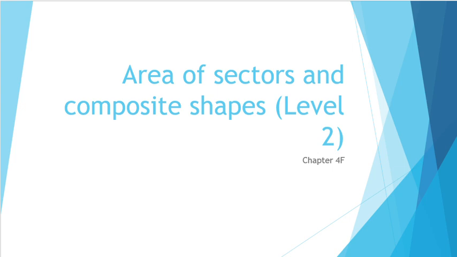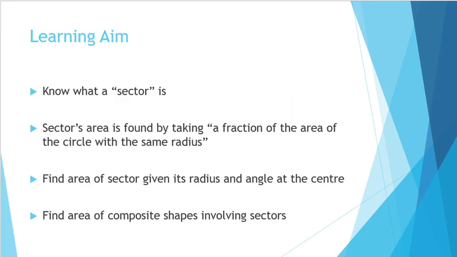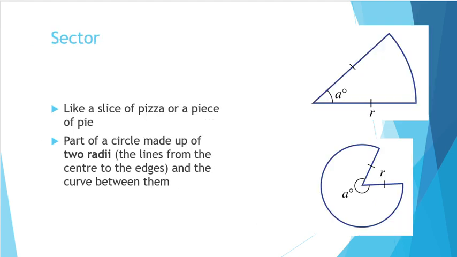So this is chapter 4F. The main goal here is finding the area of sectors and finding the areas of composite shapes when sectors are involved as well. Technically it's level 2 of composite shapes, but we'll see how it goes. The whole goal for this chapter is to know what a sector is, and you can find the sector's area by taking the fraction of the area of a circle, and then with the radius, there's a specific formula that you've got to use, and that's it. So let's just give it a go.